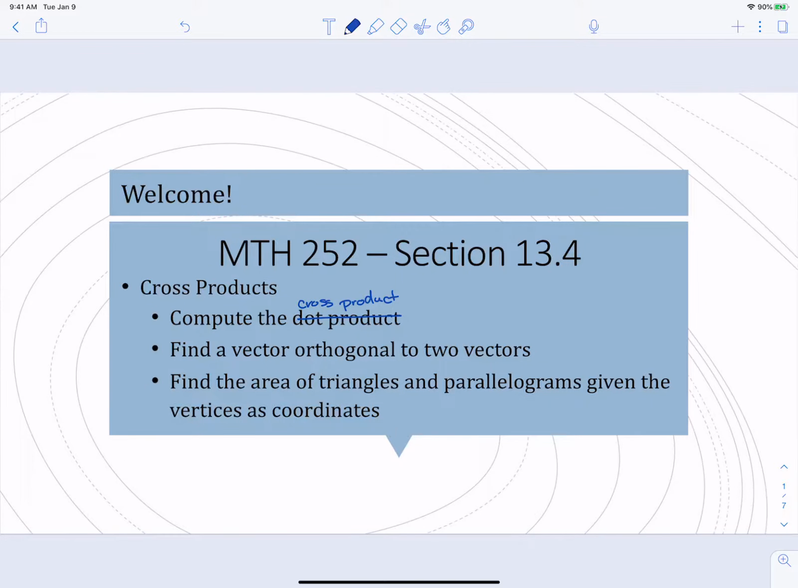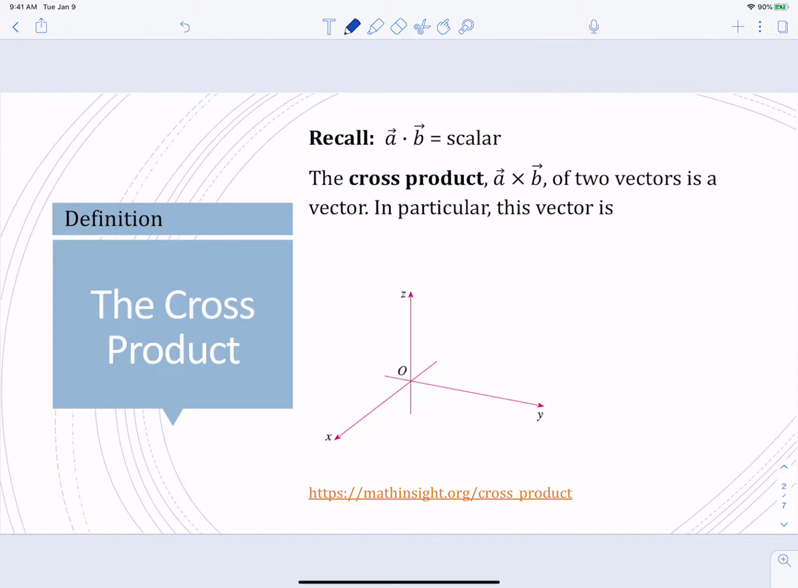All right, today we are going to talk about section 13.4, which is the cross product. So we're going to compute the cross product, find vectors orthogonal to two other vectors, and find the area of triangles and parallelograms given vertices as coordinates. So let's take a look at the cross product.